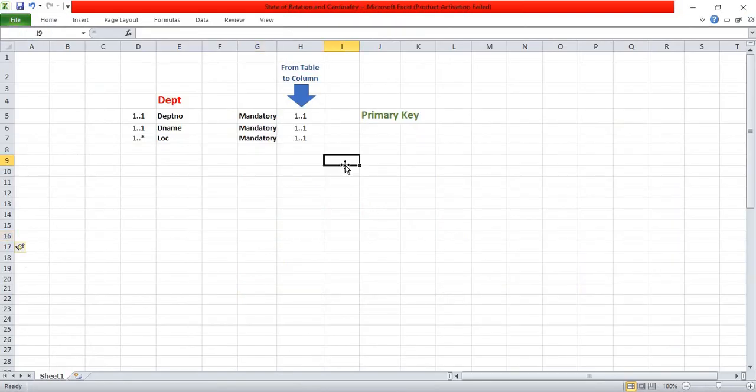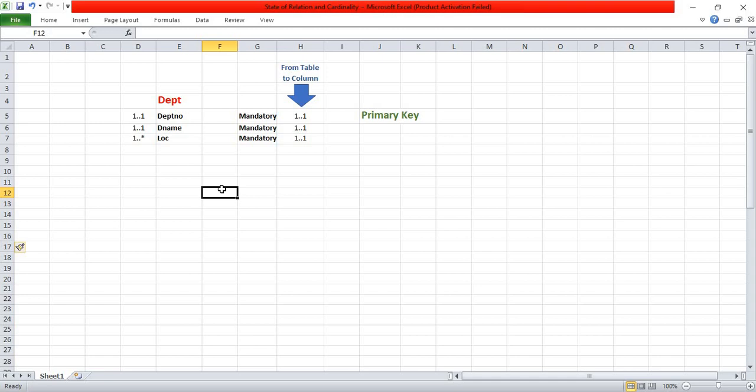Now, if you see here, you have your department table. In the department table, we have three columns: department number, department name, and location. Now, this is the state of relation. The first is mandatory, the second is mandatory, and whether the third is mandatory or not depends on the business. This is the state of relation, but now I'm talking about cardinality.